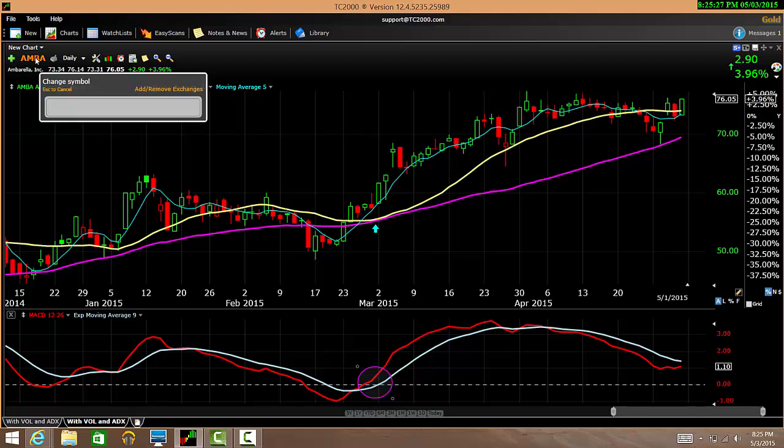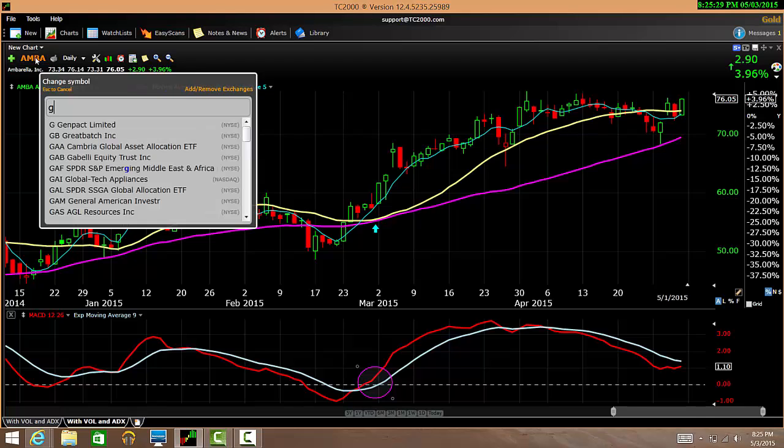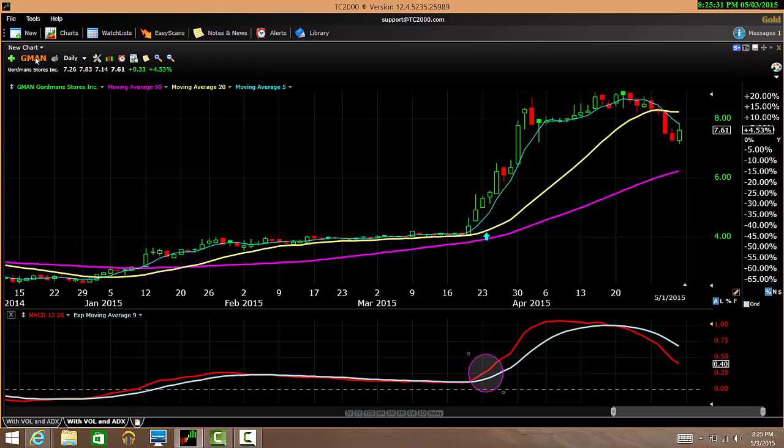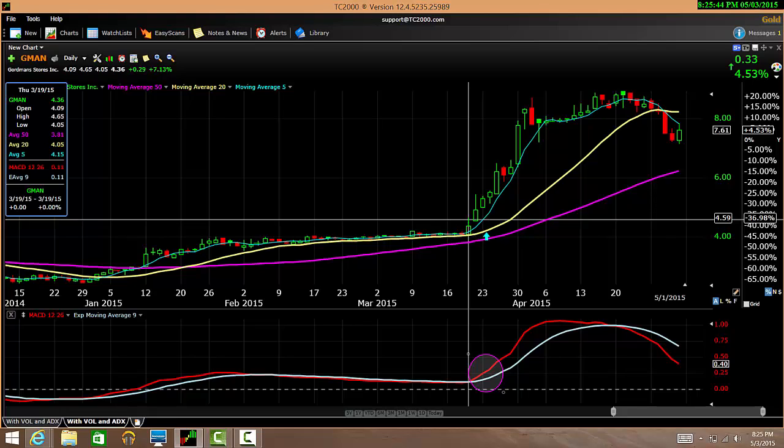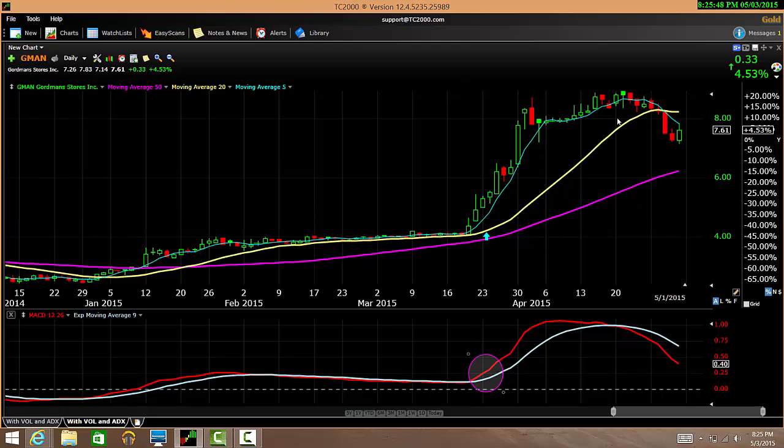And the next chart we're going to go ahead and take a look at is GMAN. And here we do see a crossover. Here's a buy signal, and it is above the zero line. So if you place the trade here at around 457, hold on to it until it breaks, say, the 20-day moving average. That's around an 80% move.